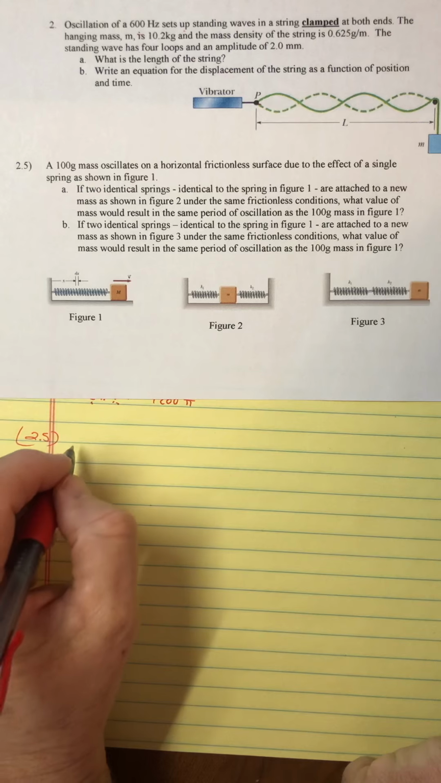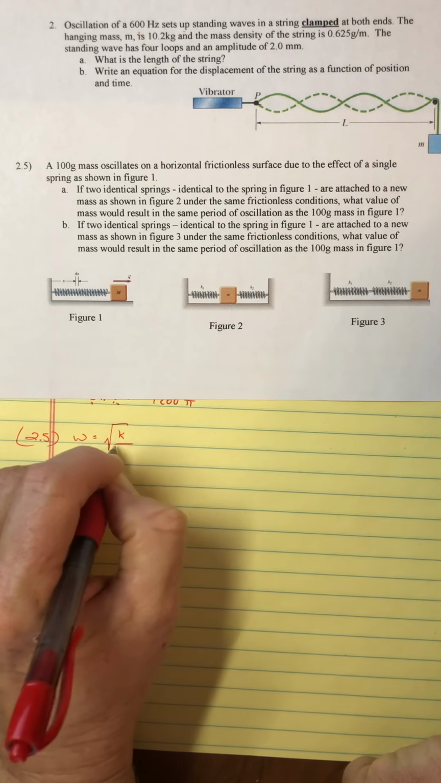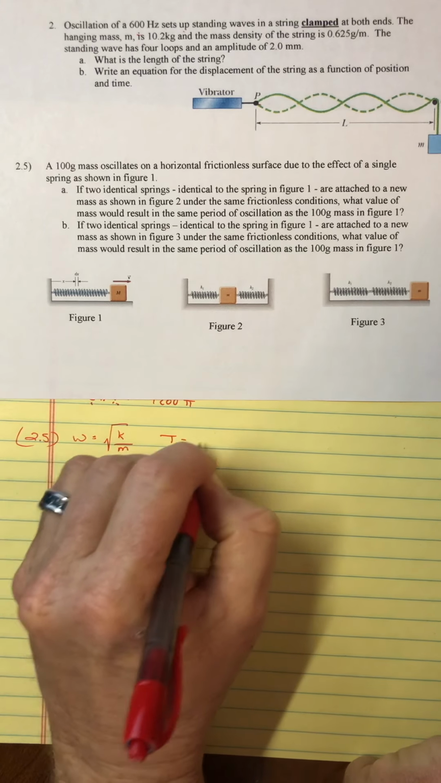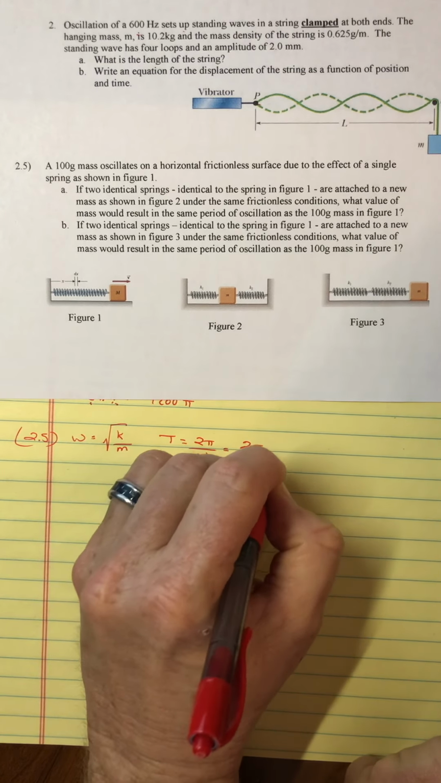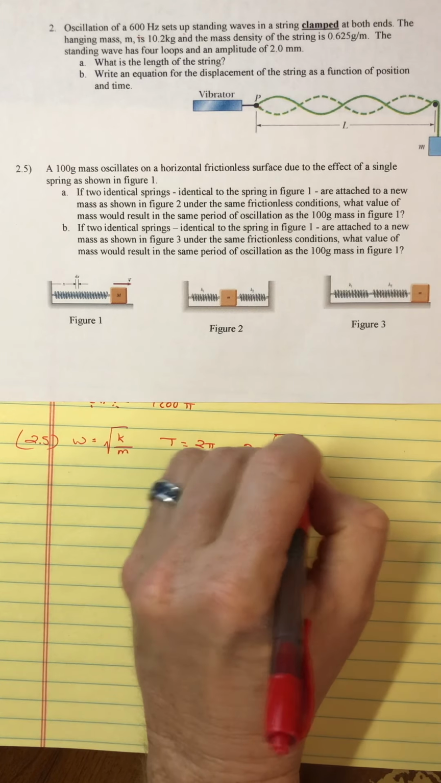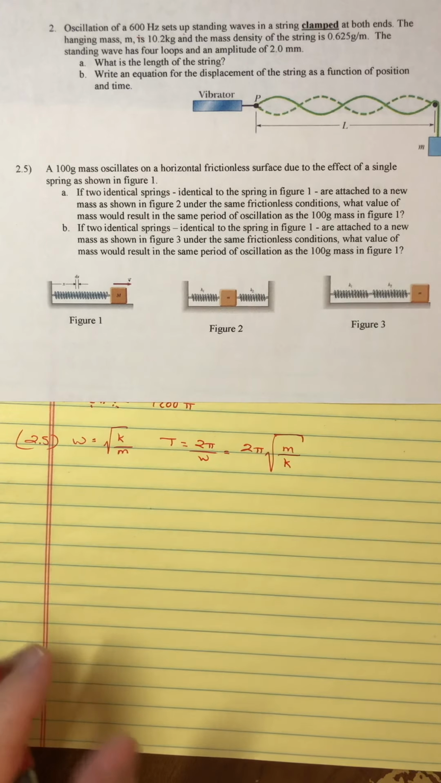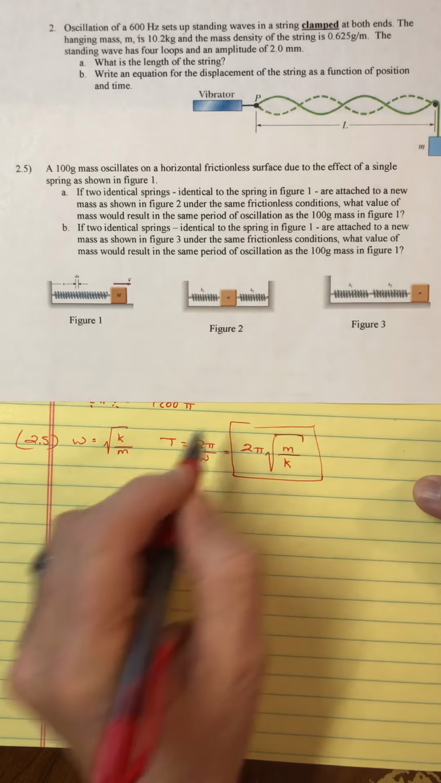So hopefully you remember all kinds of neat things about the spring. For example, the omega was the square root of k over m. The period, which is always 2 pi over omega, then comes out to be 2 pi over the square root of m over k. And there's some other things we could figure out, but it turns out that this is the one we really want.